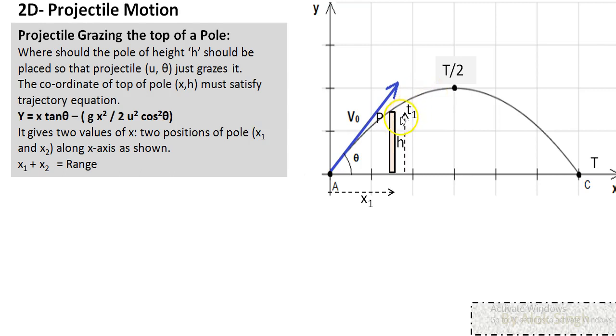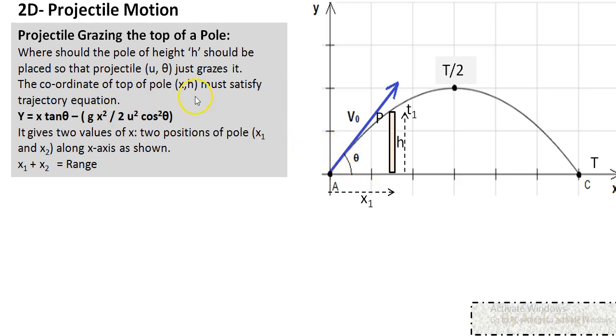In mathematical terms, if the projectile grazes the pole, the coordinate of the top point of the pole would lie on the trajectory of the projectile. What is the condition for grazing? If a projectile grazes any object, then the coordinate of that point will satisfy the equation of the trajectory of the projectile. So suppose you have to find the position along the x-axis of the pole of height h so that the projectile just grazes it.